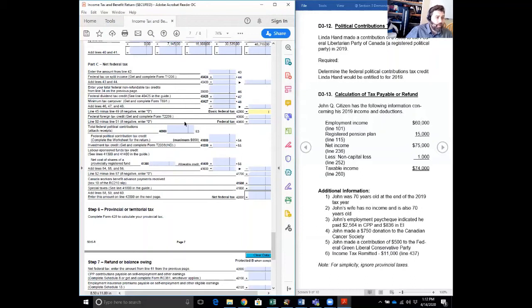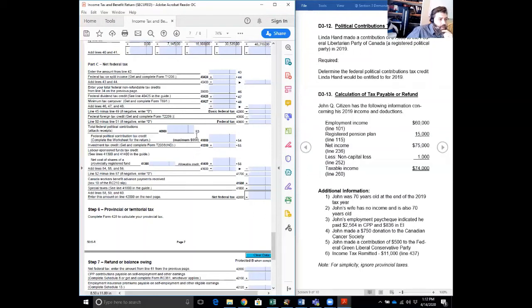And then after the basic federal tax, we have a federal foreign tax credit, which we haven't gone over, for the scope of the course doesn't include this. Okay, line 50 minus line 51, that's going to be our federal tax. Okay, is that all then? Are those the only deductions available to us?